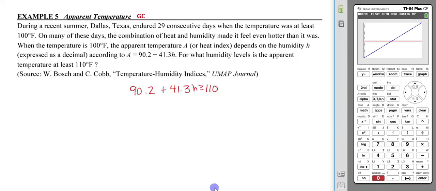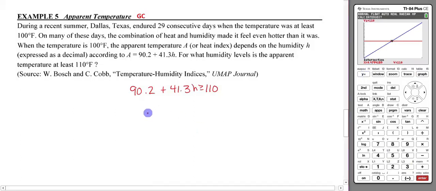There we see the intersection. Let's find that intersection. Second, calculate 5, enter, enter, enter. And the intersection is 0.479. So 0.479 is where it feels equal to 110 degrees.